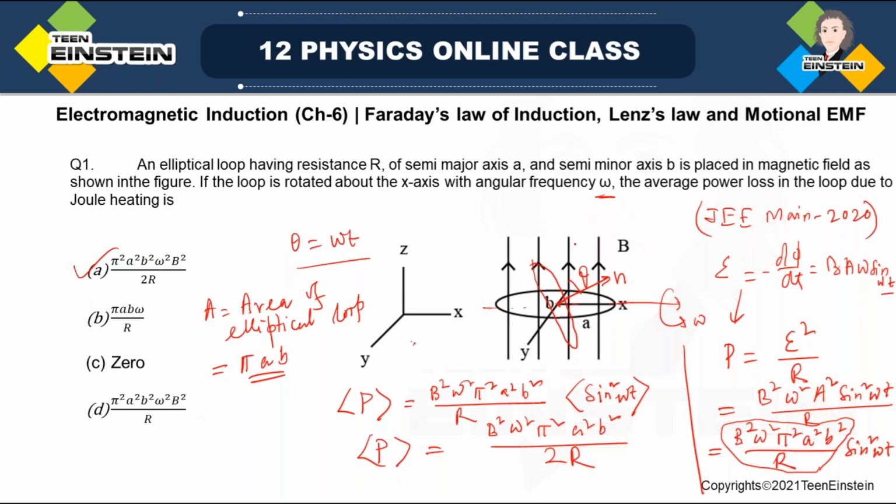I'll quickly summarize the key points. First of all, for a rotating loop, you have to write the flux as B A cos of omega t. Then you find the induced EMF, and once you have the induced EMF, you can define the power as E square by R. Here you have to find the average. All other parameters are constant other than sine square theta, and the time average of sine square theta or cos square theta is always half. That's how we have reached the answer.